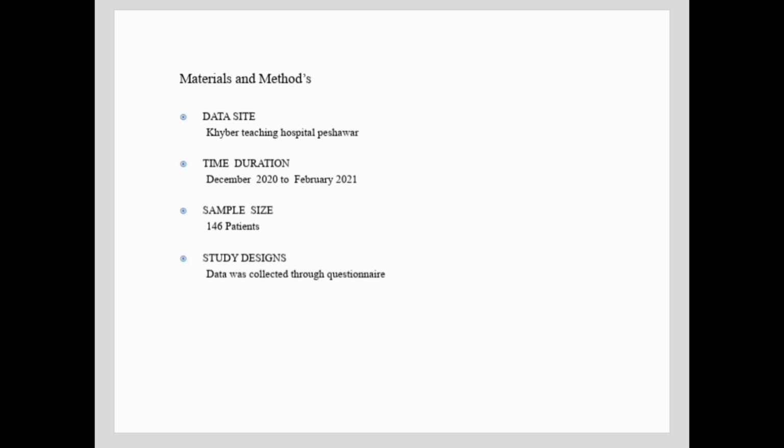My objective: the principal target of the research is to find out the comparisons of different regimens in the treatment of COVID-19. Those medications were compared with other medications required for COVID-19 patients, and also whether the patient recovered. The materials and methodology: data collected from the Hayatabad Teaching Hospital, Peshawar, from December 2020 to February 2021. Sample size was 146 patients, and the data were collected through a questionnaire.